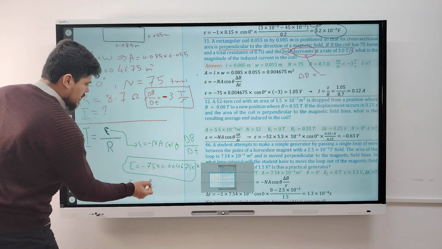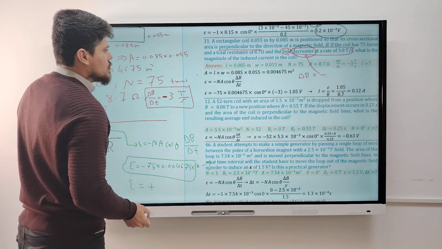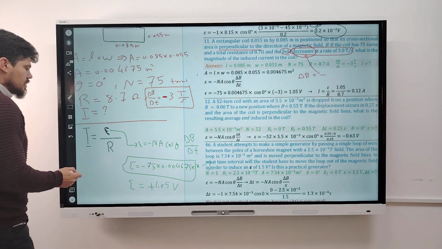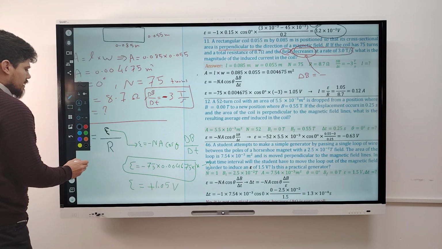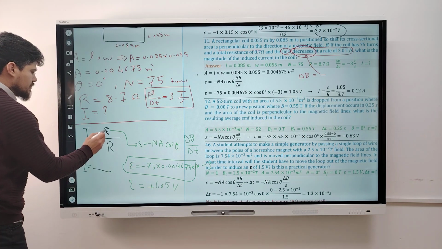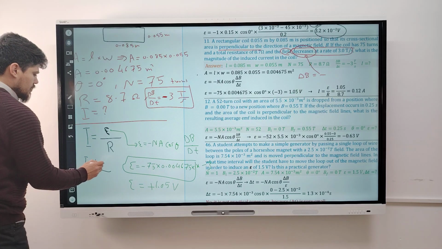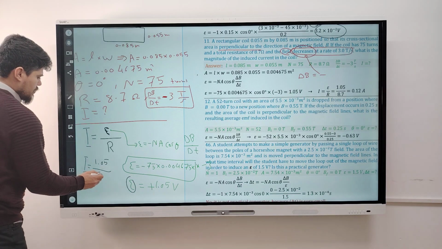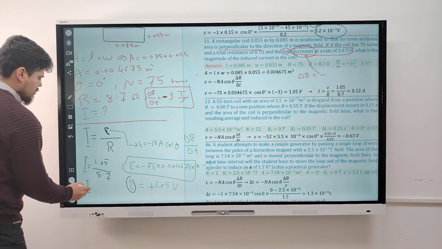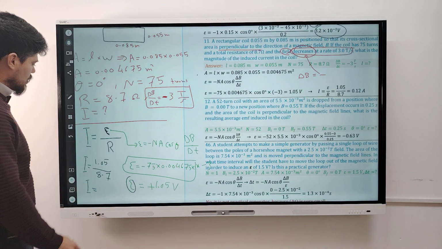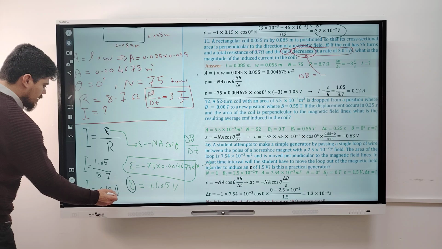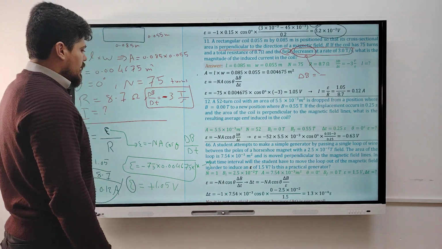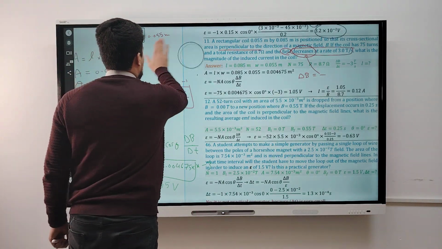Okay, and EMF is equal to what? 1.05 volt. So in the question, what is unknown? The magnitude of the current. Replace after finding EMF: 1.05 divided by the resistance given, 8.7. The magnitude of the induced current is equal to what? 0.12 ampere. So this is question 11. Okay. Question 12.